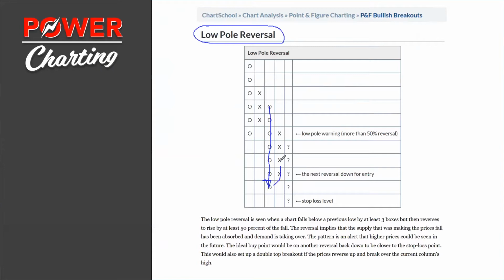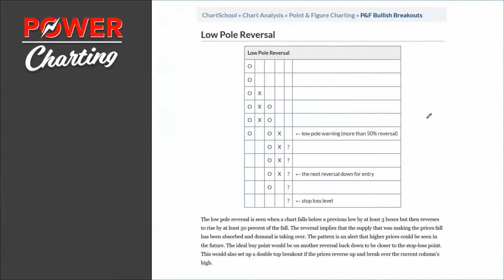And so you get a low pole reversal when after a decline, you have a reversal that turns back up by at least 50%. So if you have six entries down and you reverse by 3, then you have a reversal of the low pole decline. We're going to be looking at that as a scan today, at some stocks that have accomplished this phenomenon, and then see how we might use that scan to look for candidates.